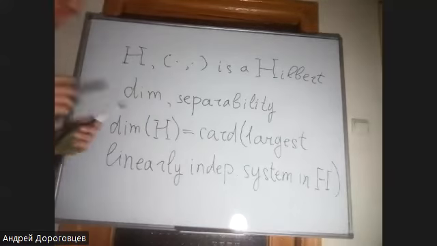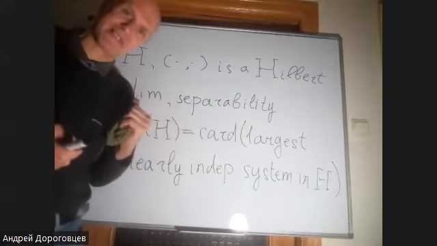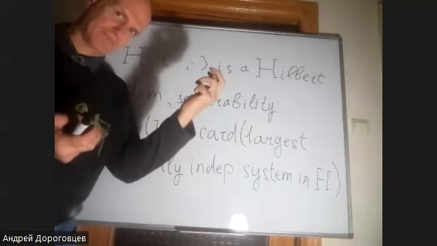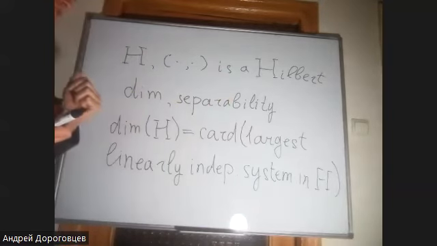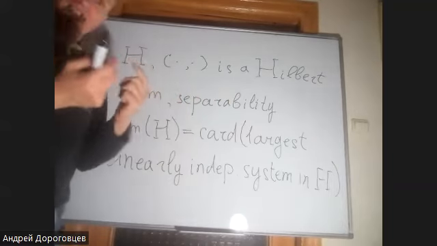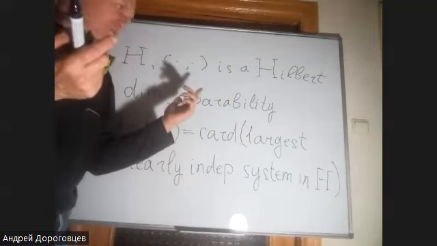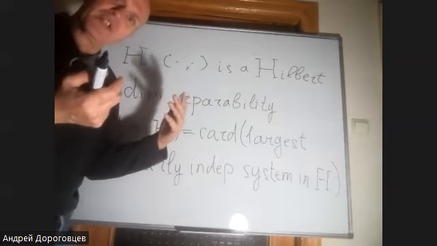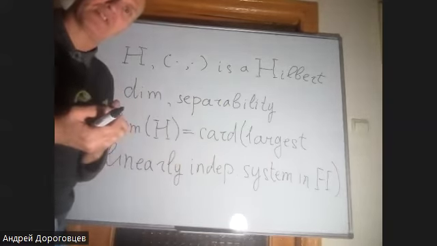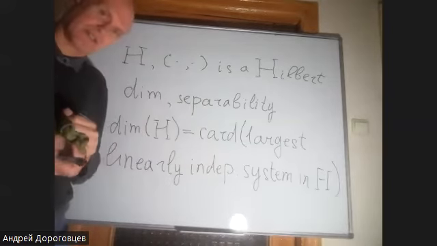Here I already wrote a very complicated sentence. Why? I say largest, so it must exist. That is the first question. Another one: for example, we have two largest systems, in the sense that we cannot add any element to this system and remain linearly independent. Why do they have the same cardinality?